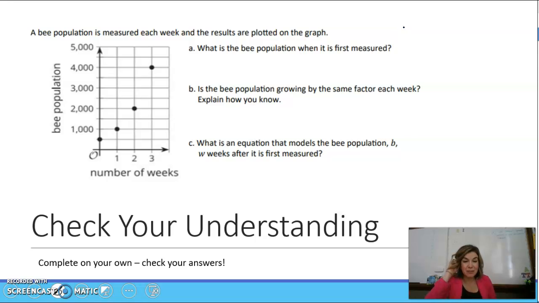Okay, our last little bit of work here is to do the check your understanding that is on the top of the page. We're talking about a bee population. And I want you to pause the video, as always, and then unpause it if you need to find the answers. So give you about 5 seconds to pause, and then I'll go through the answers.